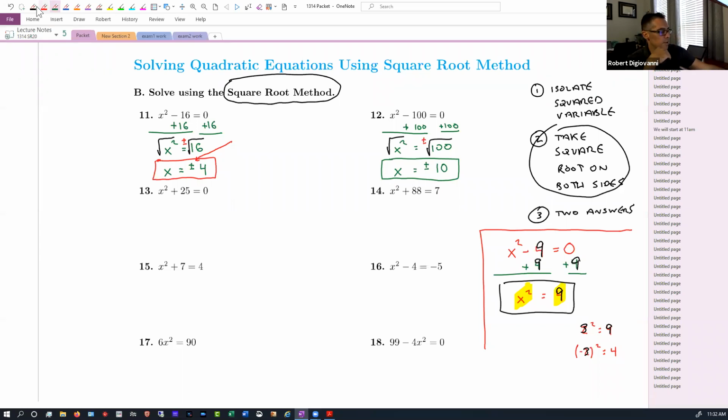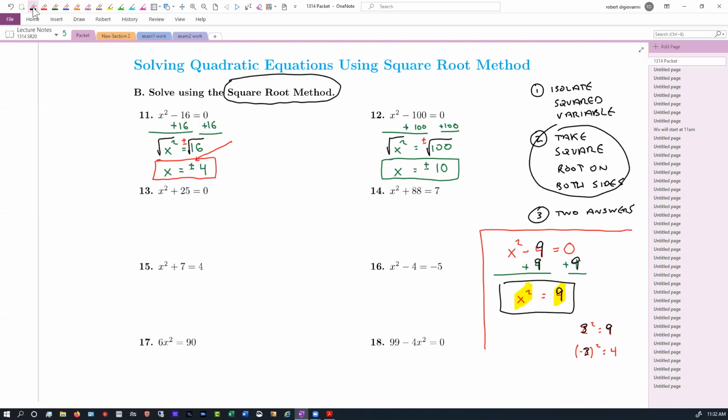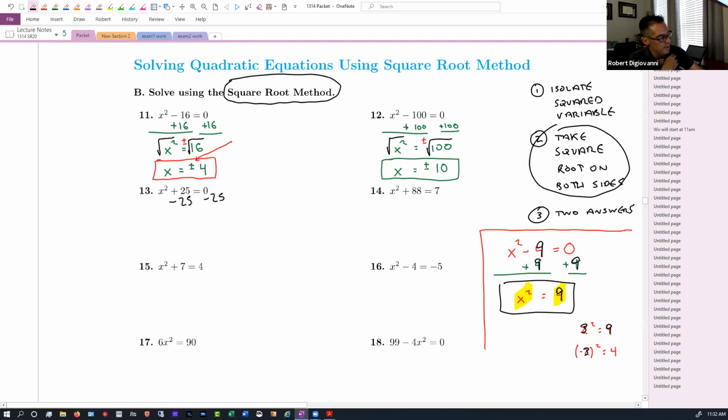Does anyone see what's going to happen here on number 13? What are we going to do when we isolate the x squared? What do we have to do to both sides first? Subtract 25 from the left side. Subtract 25, yeah, subtract 25. So that's going to give me x squared equals negative 25.